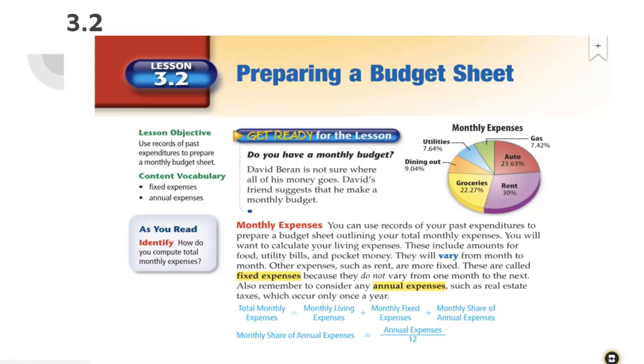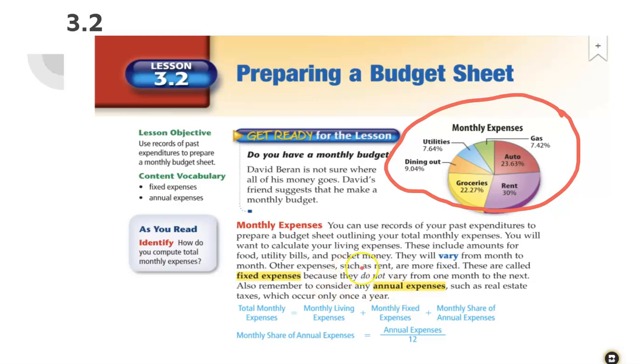So you can tell that's what they have here. David Berlin is not sure where all his money goes. David's friend suggests he make a monthly budget. So here they wrote down everything and then they put it into categories. So there's 3 different kinds.